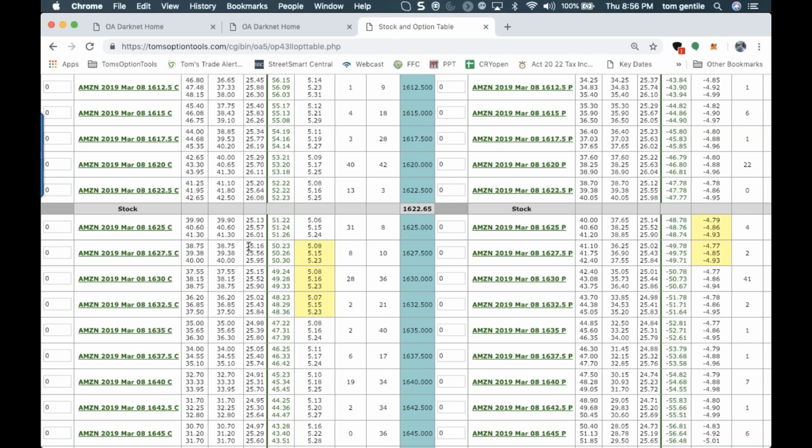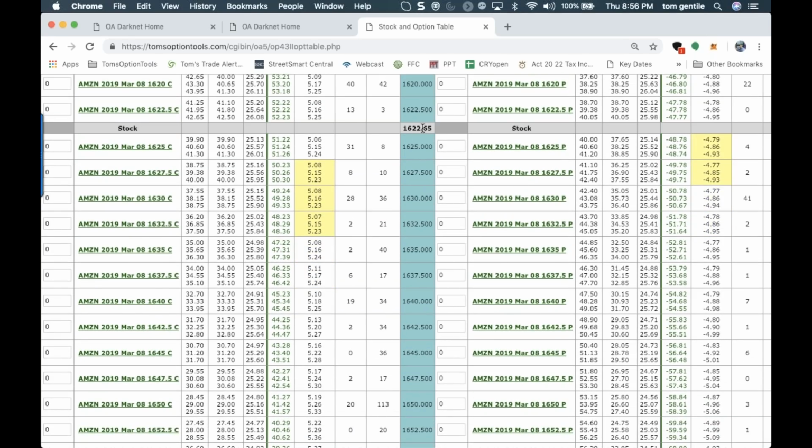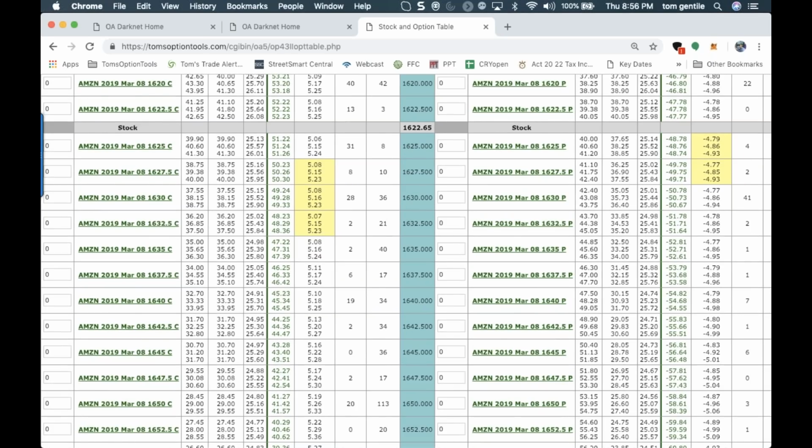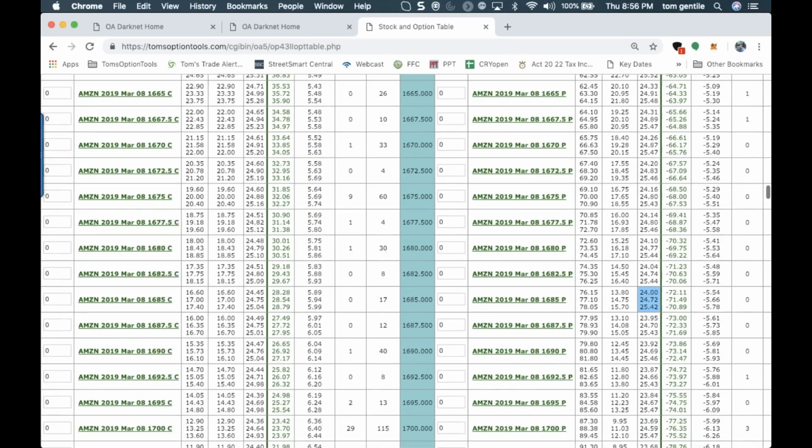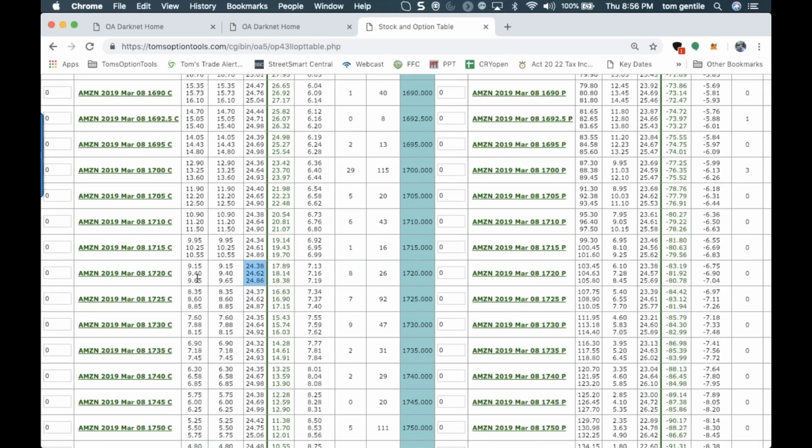Now, the next question is, how far is Amazon going to go if we get a buy? Remember, we saw some $50 moves and we saw some 150 moves. So why don't we take it and stick it right down the middle and call it 100 points? What's 100 points from 1622? 1722. So maybe what we do is we look at an option, the 1720s, and we sell that.